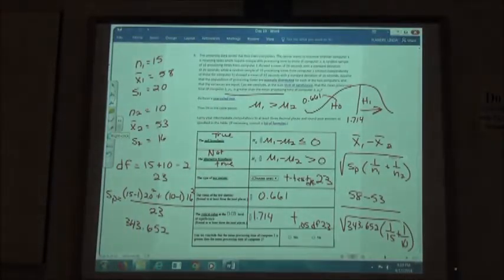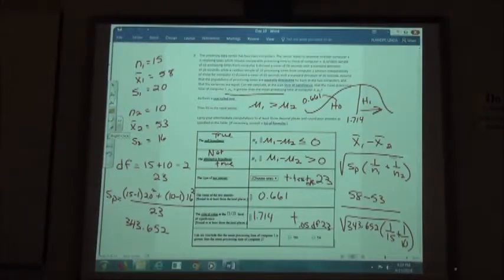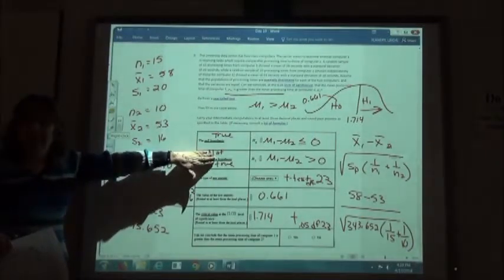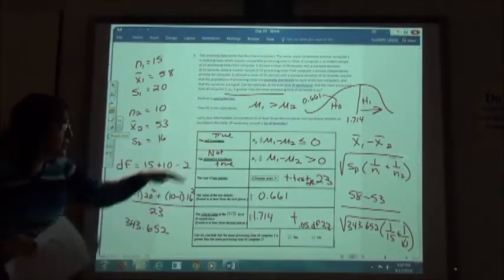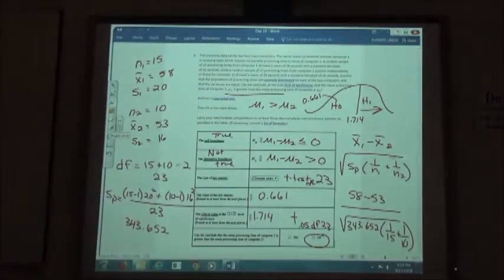So, can we conclude that the mean processing time of computer 1 is greater than computer 2? Can we say computer 1 is greater than computer 2? No, we can't. That is not true. We're saying that's the not true statement, the one with the greater than. So, no, we can't conclude that. It's not true.